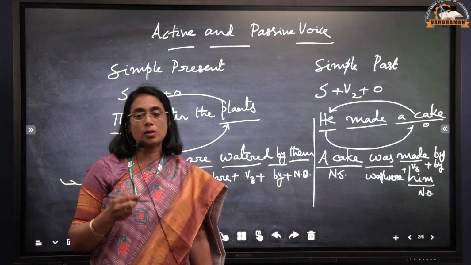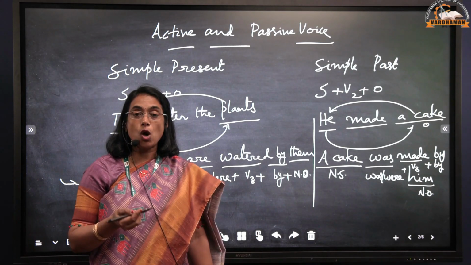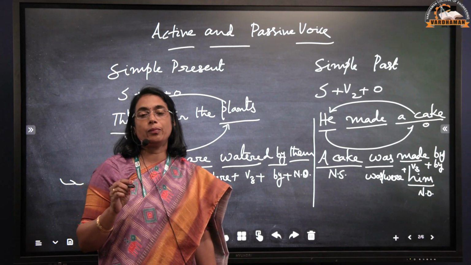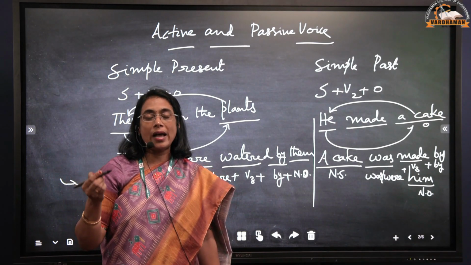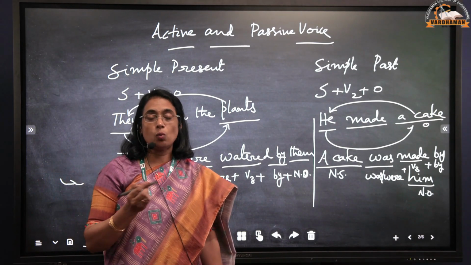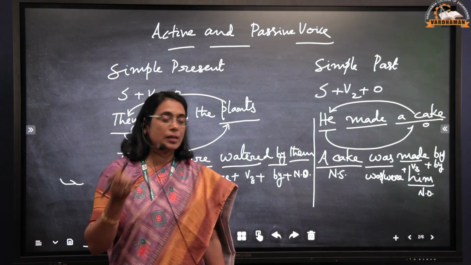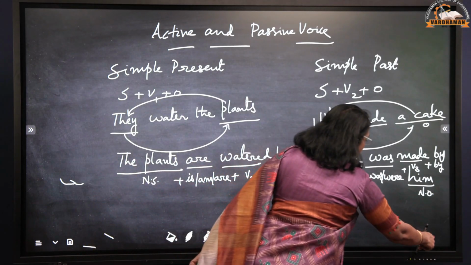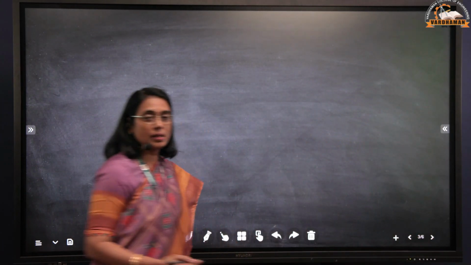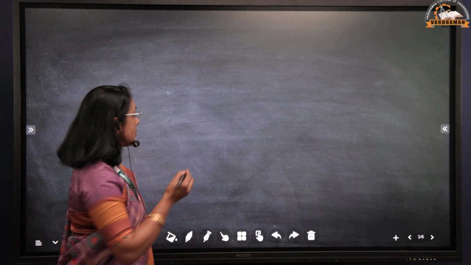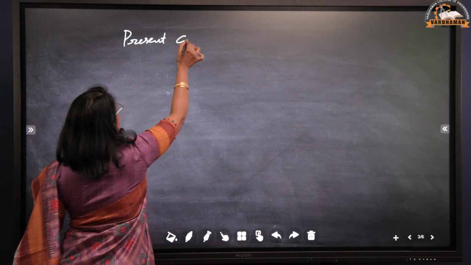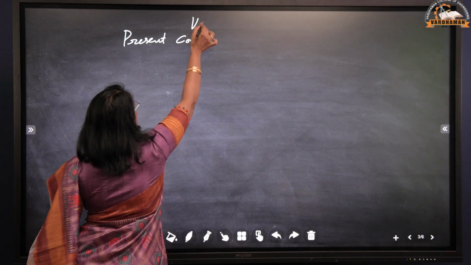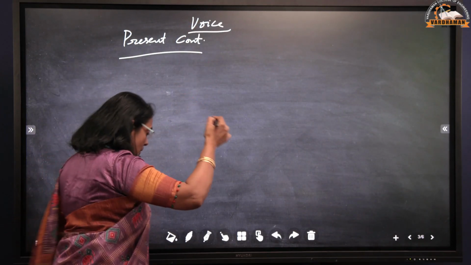He sings songs, simple present tense. A song is sung by him. Only difference is in present tense we use either is or am or are. In past tense we use was or were. Rest of the words are same. As we have finished simple present and simple past, let's take up present continuous and past continuous. Under voice only we have this, present continuous and past continuous.